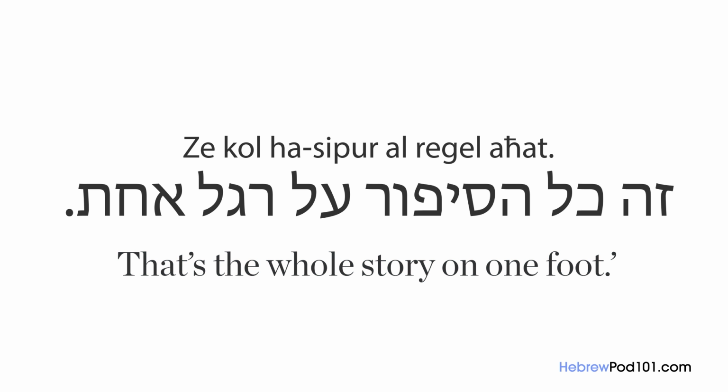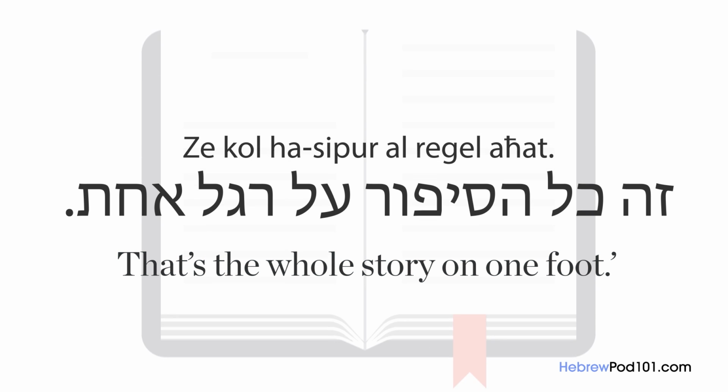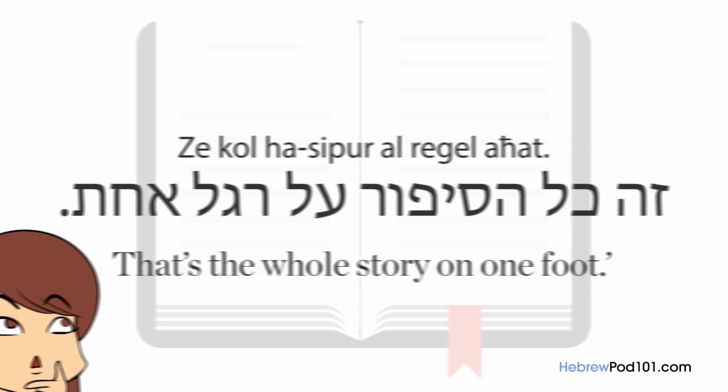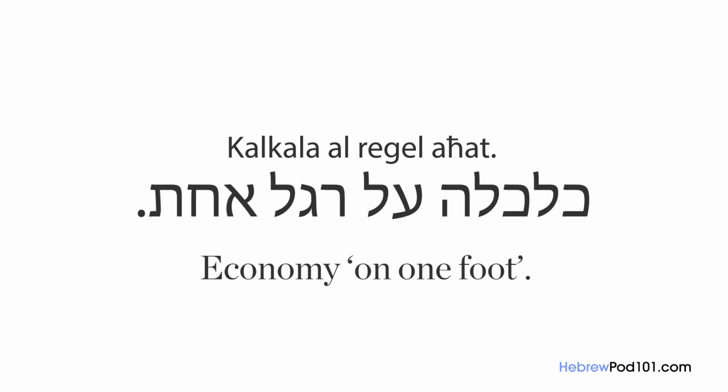You can also find this expression in introductory articles and books that explain complicated issues in an accessible way. Something like Guides for Dummies. For example, the title of an article about economics that tries to simplify the basics of it could be כלכלה על רגל אחת, economy on one foot.